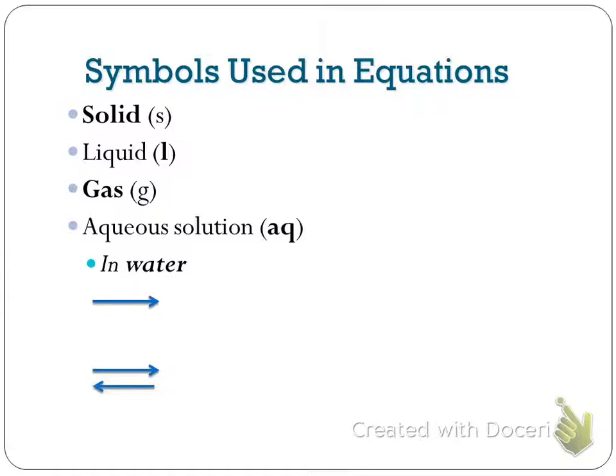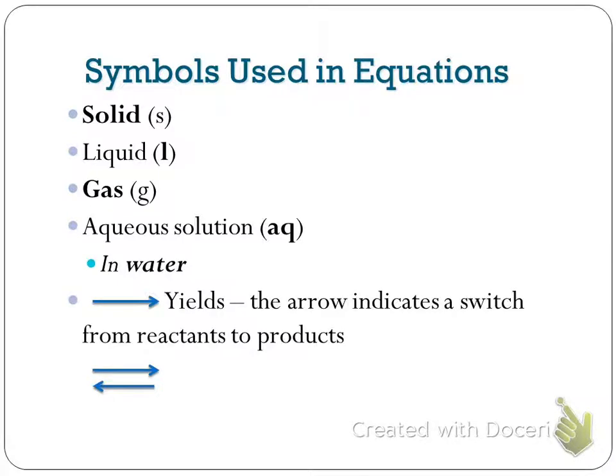Okay? The single-headed arrow means yields, and it tells us that we've switched from reactants to products. So it's kind of like your equal sign. If I put these two reactants together, it's going to give me this. And so that arrow means yields.